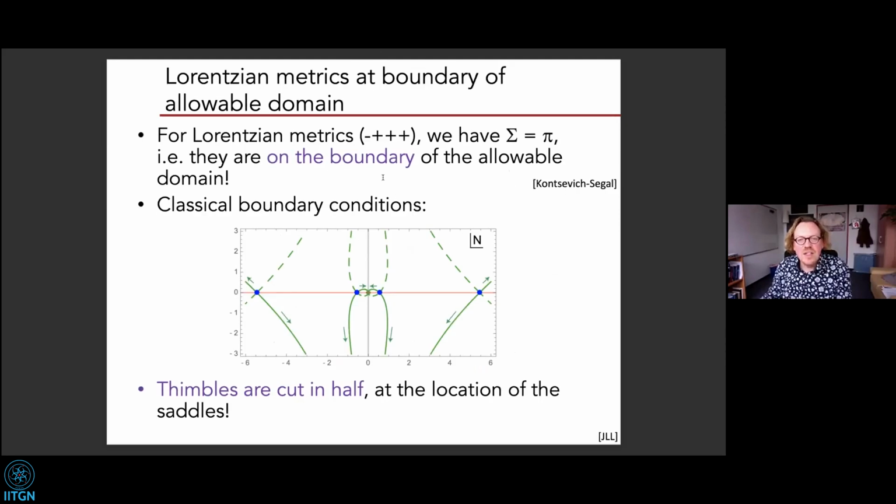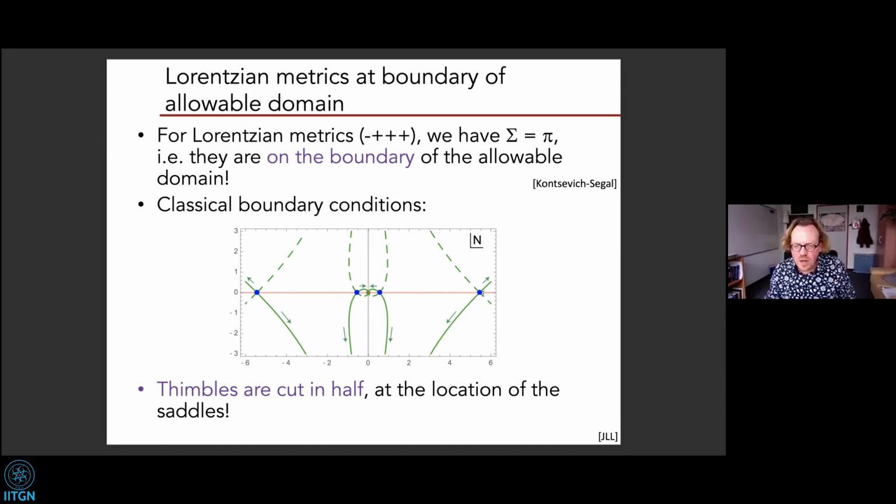Now, as I just said, if you go to the Lorentzian metrics, they are always exactly at the boundary of this allowable domain. And so if you now look at path integrals, it's a bit funny. Let's say you look at the path integral for the universe to evolve just from today until tomorrow. Then the saddle points are real. They just describe classical expansion of the space-time.